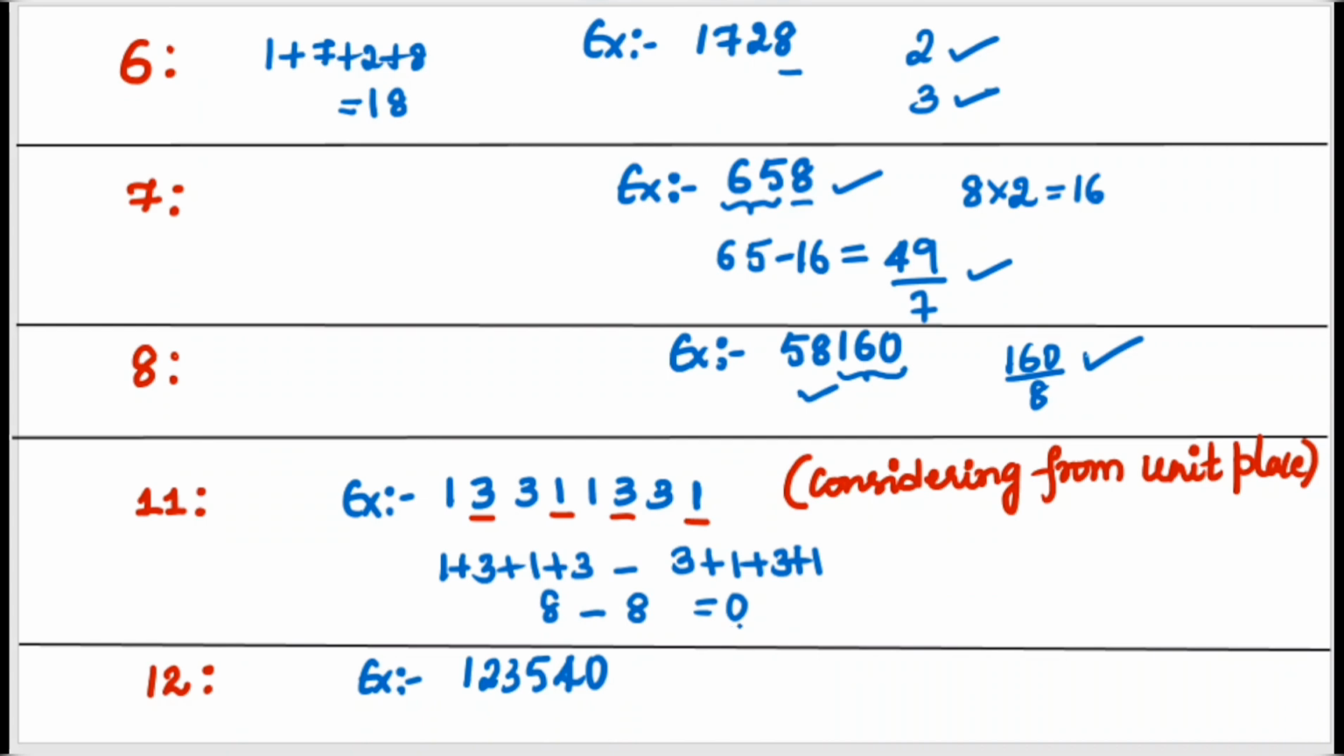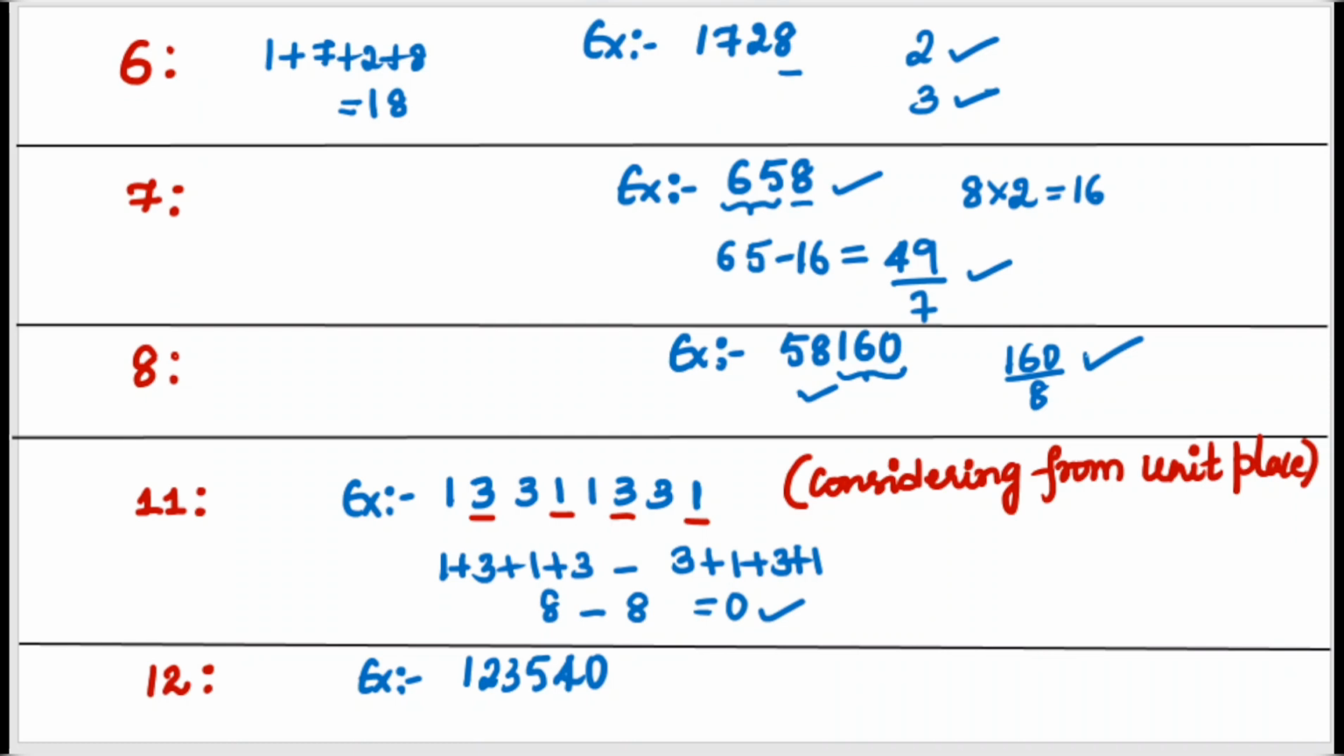What I told prior, we need to get the result either 0 or a multiple of 11. We are getting the result 0. So this number is exactly divisible by 11. Let us move on to the next number, that is 12.